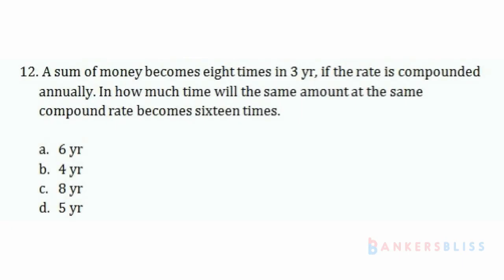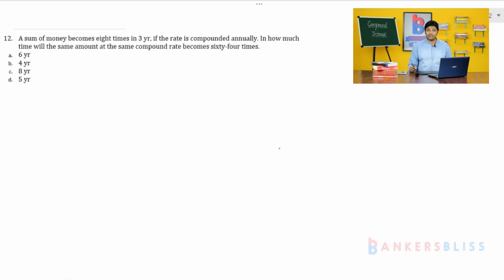Problem number 12. A sum of money becomes 8 times in 3 years if the rate is compounded annually. In how much time will the same amount at the same compound rate become 64 times? So the sum of money has to become 64 times. So how much time does it take if it is going to become 8 times in 3 years? So see here.